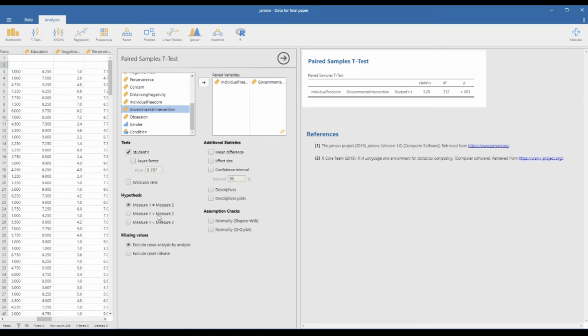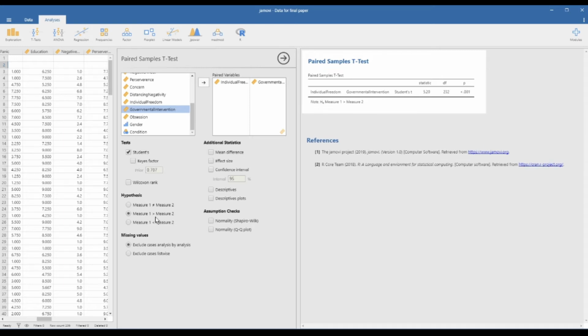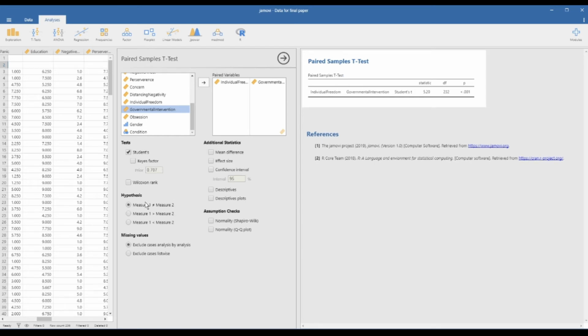I want to decide whether I'm making a specific hypothesis about this difference. This first one is just saying that our alternative hypothesis is that those two things are significantly different from one another. We don't predict a specific direction. However, if we had a specific prediction based on previous research or theory that maybe individual freedom might be higher than governmental intervention, then I could click the second one and run that as a one-sided t-test. However, I don't have specific predictions here, so I'm just going to run it as a two-tailed t-test.